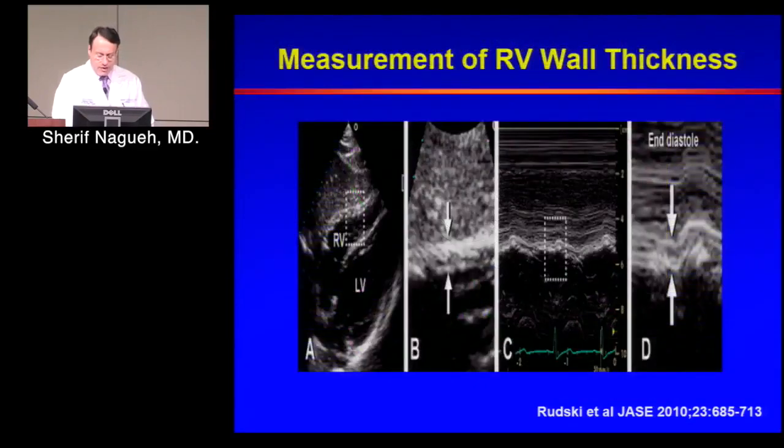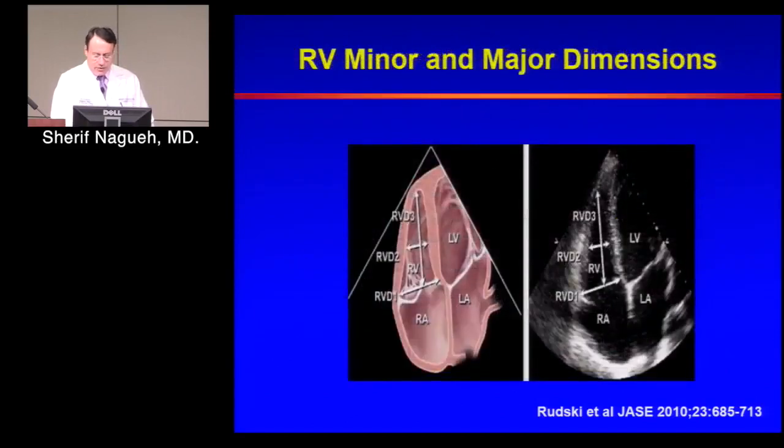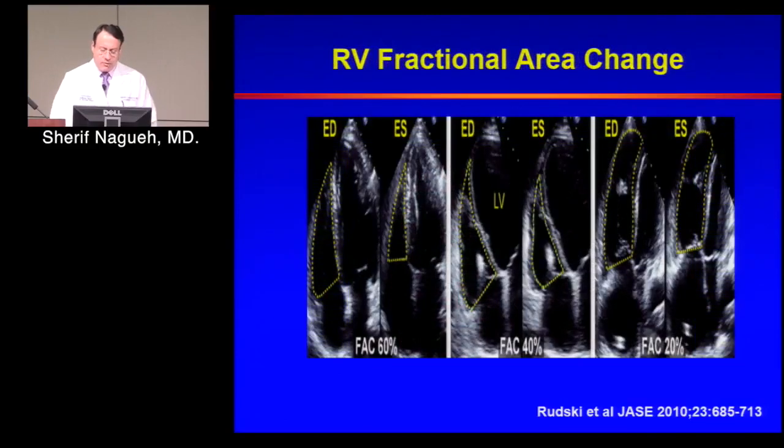This slide illustrates the zooming for the RV free wall thickness and where you can measure it. And these are the dimensions we talked about, the minor dimensions at the base, at the mid, and the long axis dimension. And then some illustrations for the fractional area change.